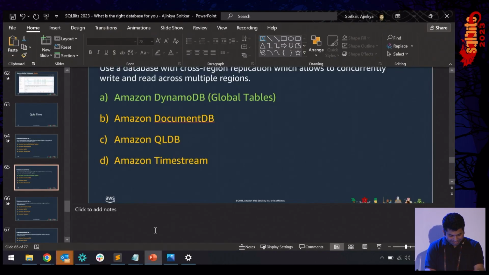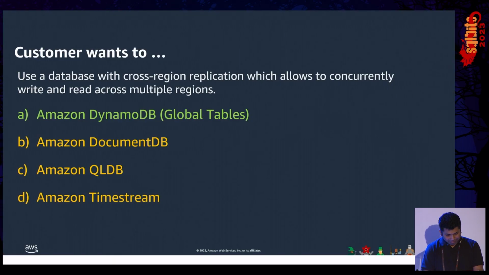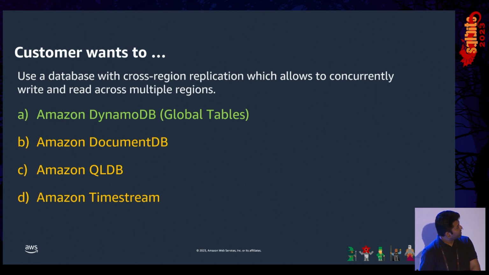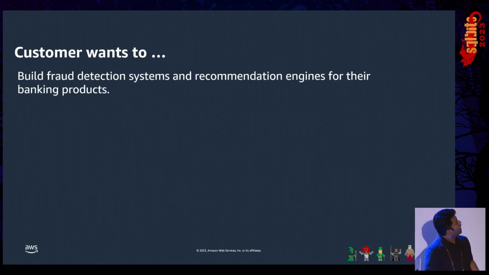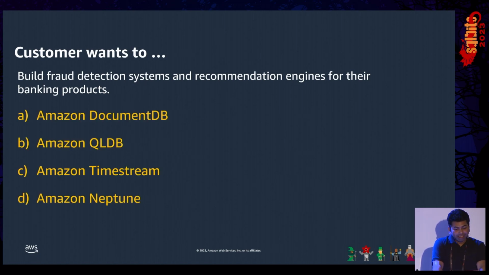All right, seems like people on the virtual end are already answering, which is fantastic. So the next question is, customer wants to build a fraud detection system and recommendation engine for their banking products. Which one do you think will be the one?